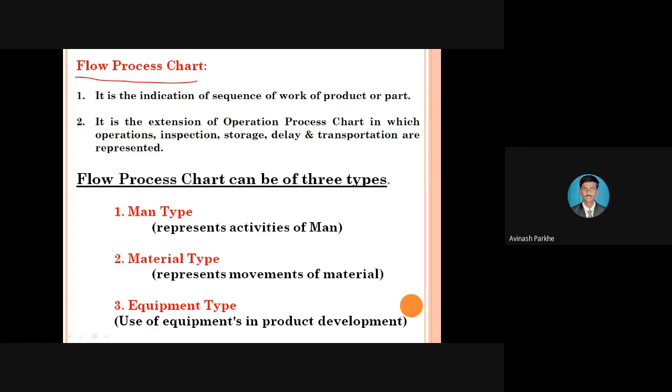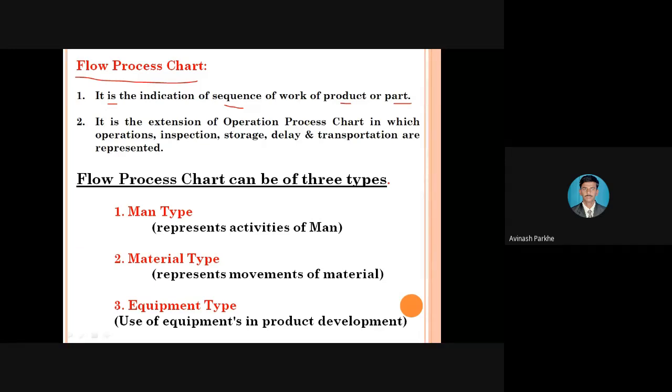And in addition, the flow of the equipment or the machines. Initially the machine is doing the drilling operation. After drilling, it goes for chamfering. After chamfering, it goes for facing. Whatever the sequence of operations is, that is the use of the equipment to produce the product. That flow is also represented using this flow process chart. So here I have written, it is the indication of the sequence of work of the product or the part. Whatever the sequence of work is, maybe initially we go for facing, then chamfering, then another operation, then inspection, then we have to take the delay.